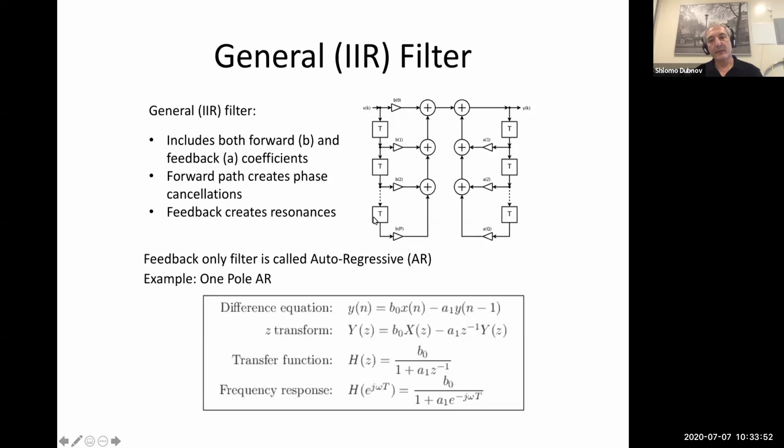Basically, this is what we see on the left part. We spoke about filtering as a process of taking a signal and multiplying it by some scalar, so you have an amplifier here. T here represents a delay, which we would usually also notate as Z minus 1. You delay this by one sample, multiply by another coefficient, delay again, and add everything together.